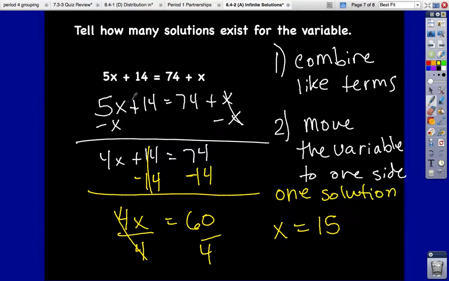And we knew that from the start because we had something different on the right-hand side than we did on the left-hand side. So if you come across this, it says, tell how many solutions exist for the variable. Well, only one does. One solution exists. But if only one solution exists, always tell what that solution is. Okay? You're going to do great with this. Good luck.